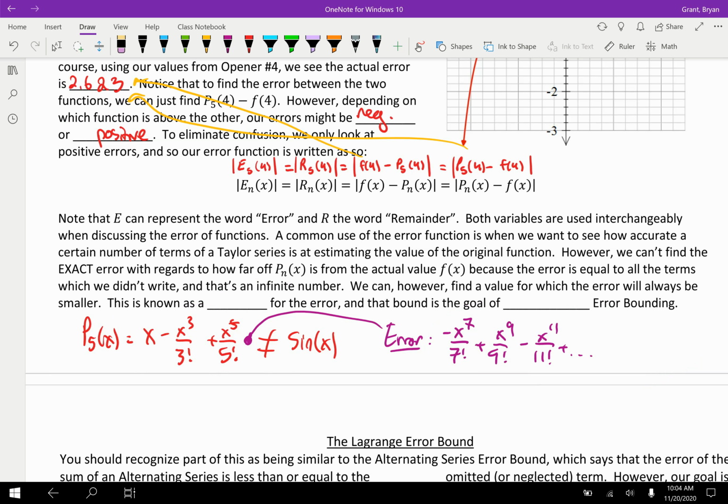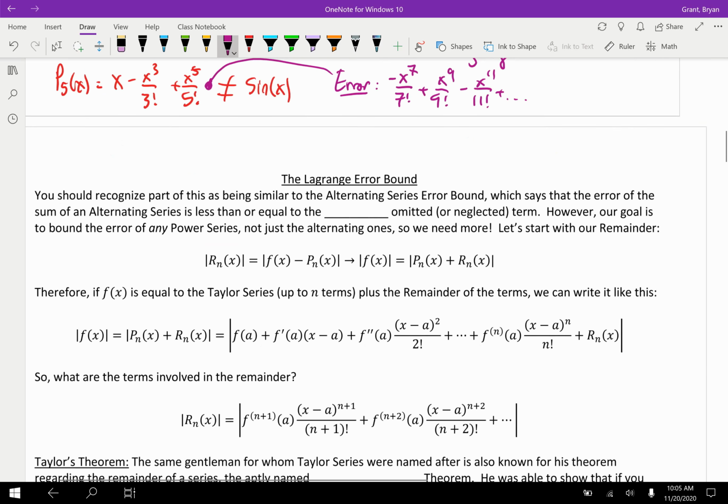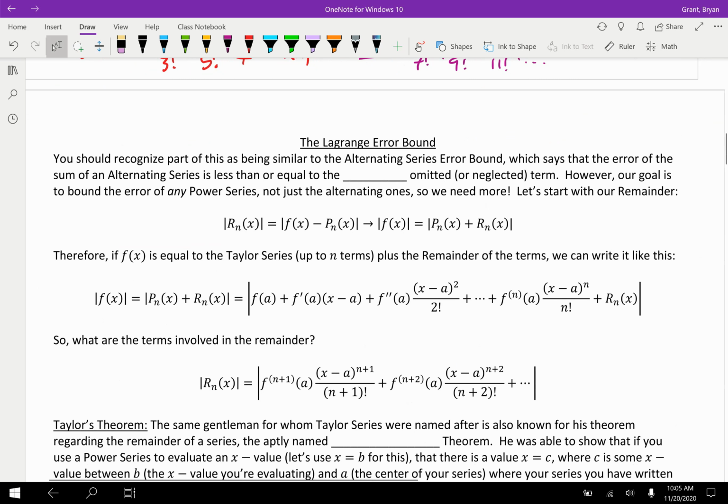What we are going to do today is find a value for which the error will always be less than that value. This is known as a bound for my error, and the bound is the goal of Lagrange error bounding. Now we'll see some examples, so no stress. We first need to actually learn what the Lagrange error bound is, though.